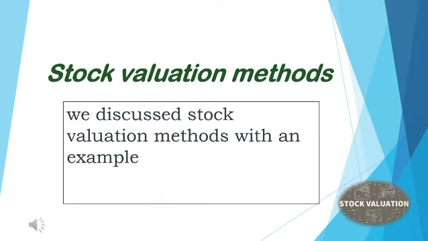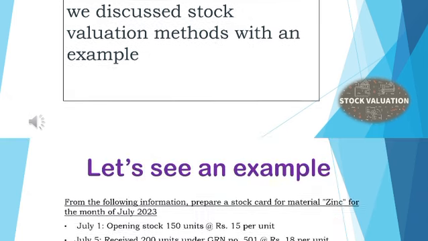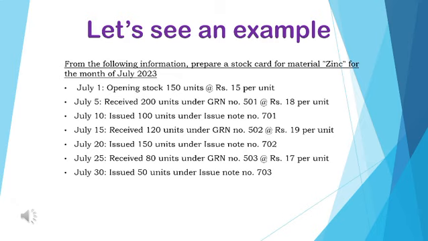Okay, let's now look at stock valuation methods within an example. We talk about this within an example. I think it would be easier for us if we applied the same question to all three stock methods. Let's see the question. From the following information, prepare a stock card for material zinc for the month of July 2023. 1st of July, opening stock 150 units, 15 rupees per unit.